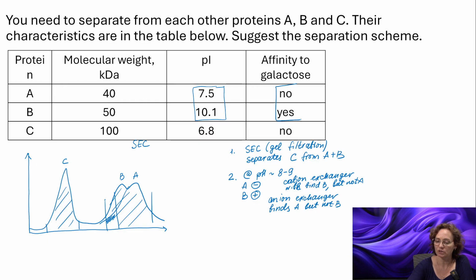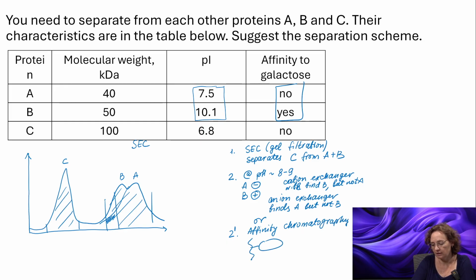Another characteristic that you see here, for a second step, would be affinity of protein B to galactose. So you may want to use affinity chromatography, with the beads containing galactose attached to them, and so your protein B will be bound to that, right? Protein A will not be bound, and that will allow for separation between the two proteins. So this is your choice, what to use as a second step.